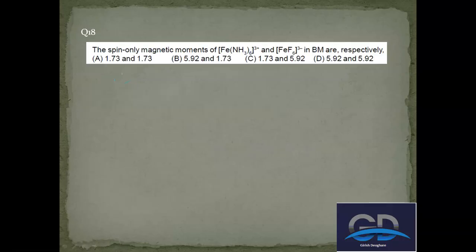Next, question number 18. The spin only magnetic moment of this complex and FeF6 3 minus in Bohr magnetons are this. Now we know that NH3 is a strong field ligand, whereas fluorine is a weak field ligand. And in both the configurations we have Fe3 plus, which is 3d5. So with ammonia the pairing is going to happen, right? Whereas with the F minus, pairing is not going to happen. So when you have F minus fluoride ion as a ligand, the number of unpaired electrons will be 5, right?